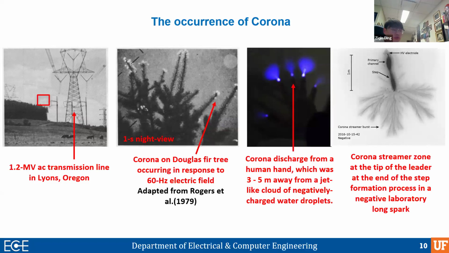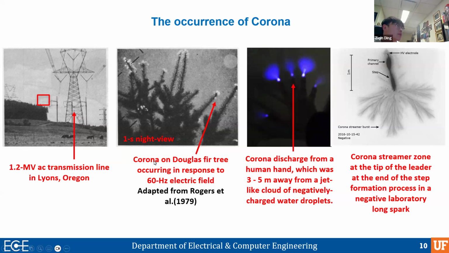Talking about the ultraviolet, there are many different lighting processes amidst the ultraviolet range. In our study, we mainly image the near ultraviolet range, which is from 290 nanometers to 370 nanometers. The occurrence of corona or corona streamers, or just streamers, happens in different scenarios. Here are several examples showing the occurrence of them.